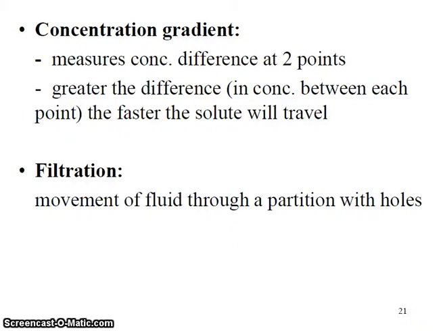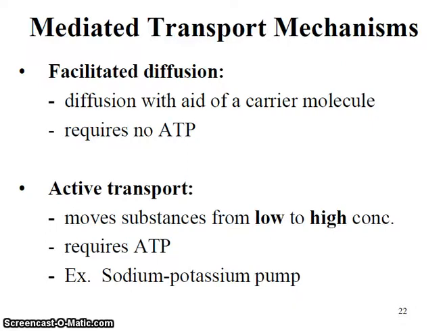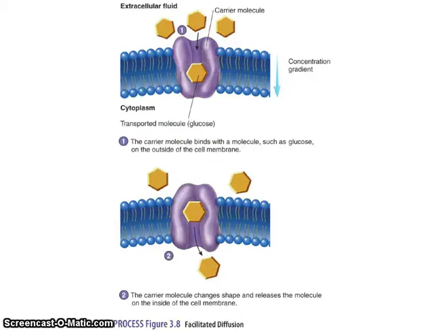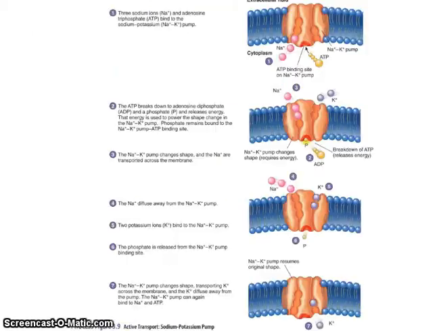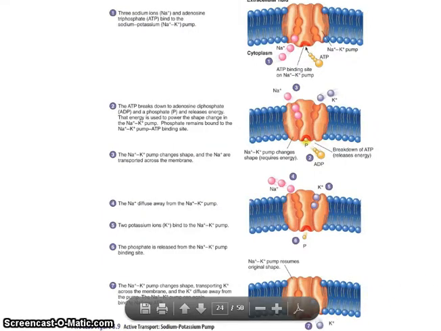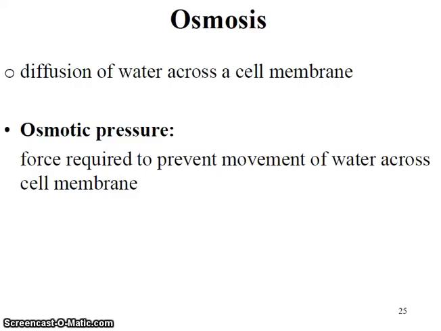I have about 5 more minutes to go through these, so I'm going to move quickly. I want you to review. We're not going to spend too much on mediated transport. Just know what this means. Facilitated means being helped. Active transport means energy is actually used to move certain substances from an area of their own low to an area of their own high concentration. Here are some examples. Facilitated diffusion uses carriers, but goes with the concentration gradient. Active transport goes against the concentration gradient.